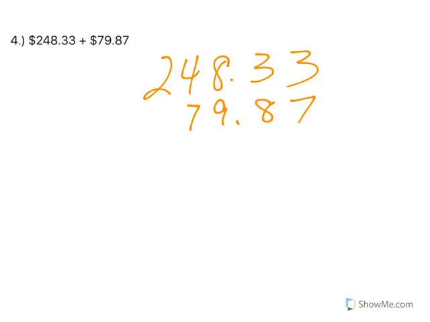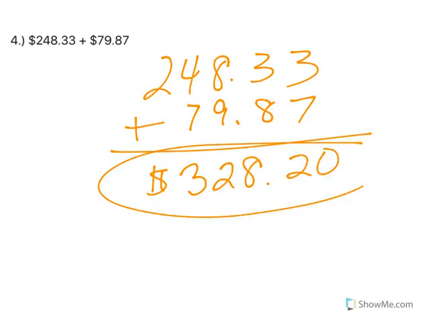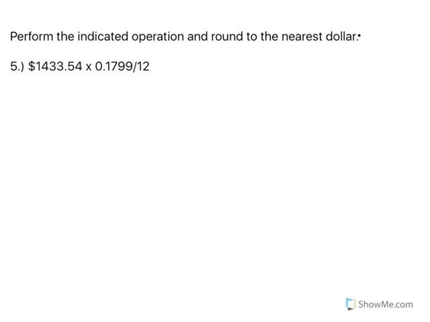And you really could hit pause with every one of these, try it yourself, and then come back and check your answer. In number 4, we're just adding. Remember that when you add decimals, you want to line up the decimal places. So $248.33 plus $79.87, and we just add vertically, and I end up with an answer of $328.20.